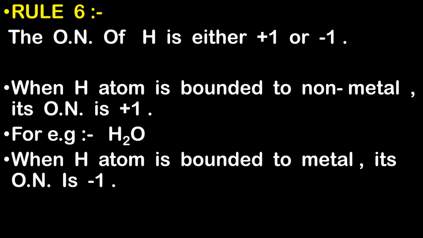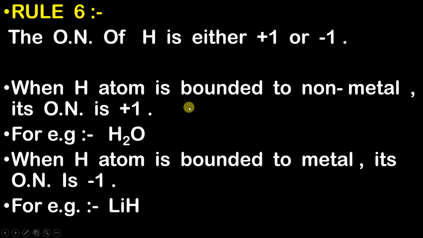For example, lithium hydride. Here the hydrogen is bonded to lithium, which is nothing but a metal. So in this case, the oxidation number of hydrogen will be minus 1. So I hope this was another simple rule, rule number 6. Then moving on to rule number 7.